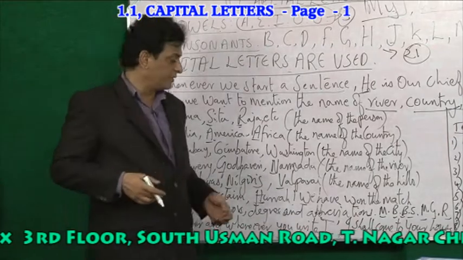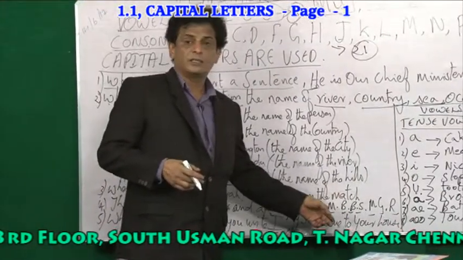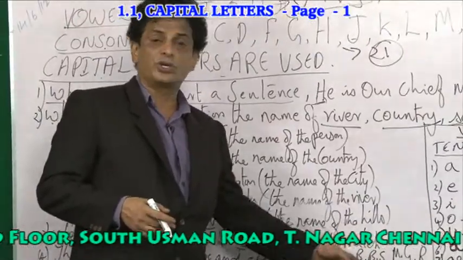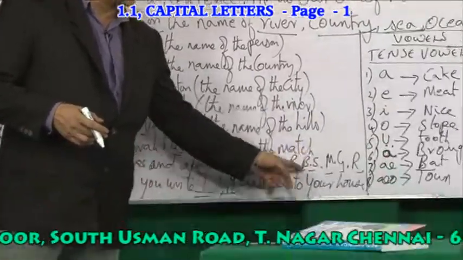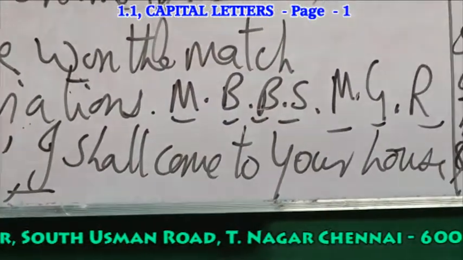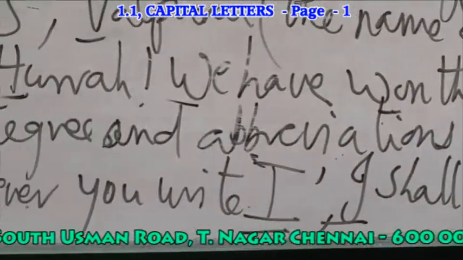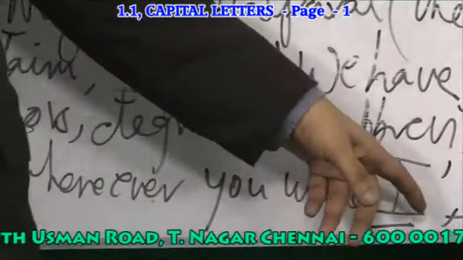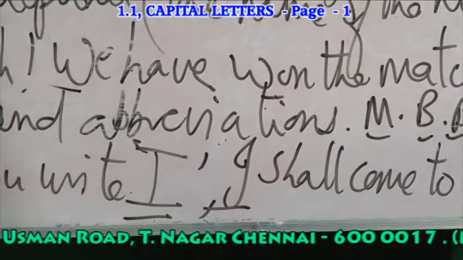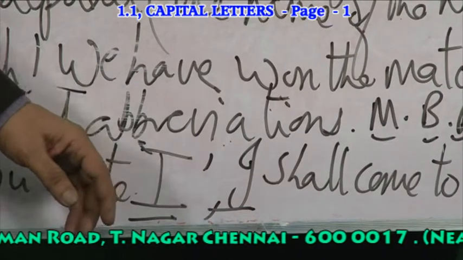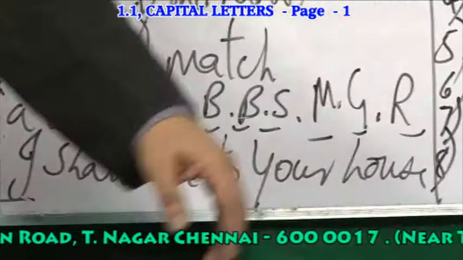Abbreviation means shortening the word. MBBS, all MBBS, you should not write in small letters. You should write in capital letters. MGR, it should be in capital letters. Then the fifth one, whenever and wherever you write I, it should be in capital letters. I shall come to your house, I.